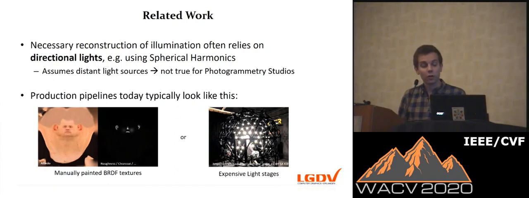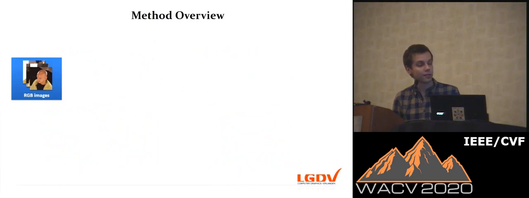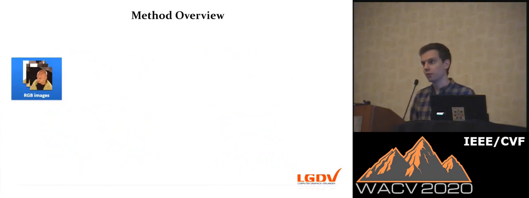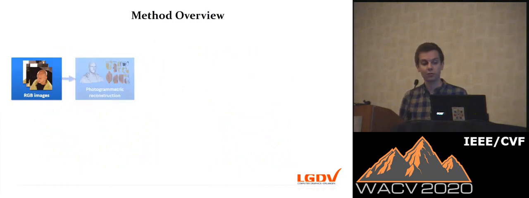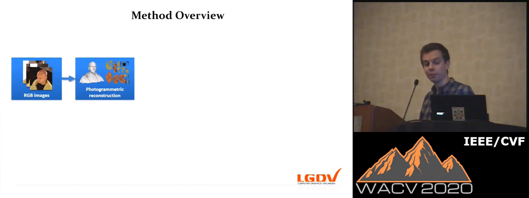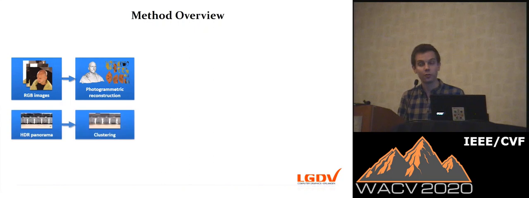Our method works as follows. We start with an input set of RGB images and run the photogrammetric reconstruction to achieve the geometry and an initial texture map. We also capture an HDR panorama of the photo studio and use a clustering method to achieve a low dimensional representation.